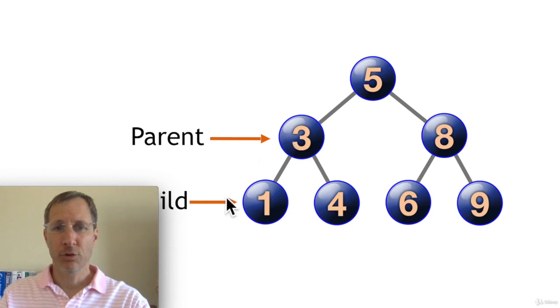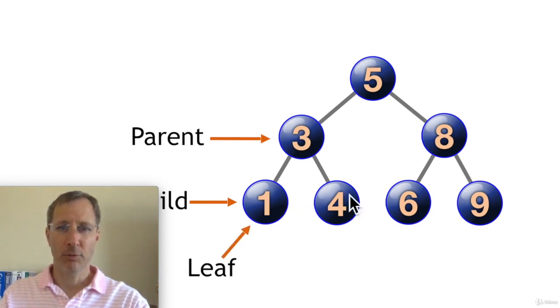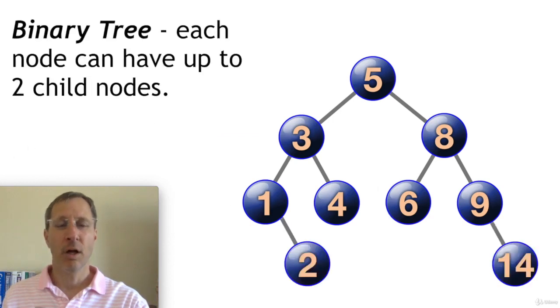Now we have parent nodes and child nodes. In a binary tree, a parent can have up to 2 children, 1 or 2 children. Nodes that have the same parent are called sibling nodes. And nodes at the very bottom of the tree that don't have any children are called leaf nodes. Not all trees are binary trees, but in a binary tree, each node can have up to 2 child nodes, a left and right child node. Now some trees may have 5, 10, up to 1,000 child nodes for each node.